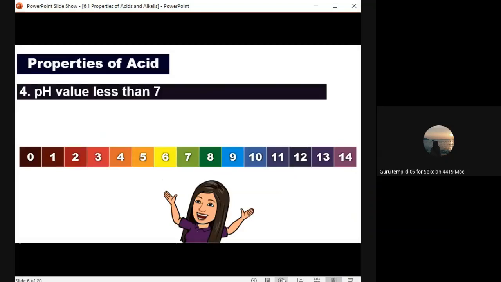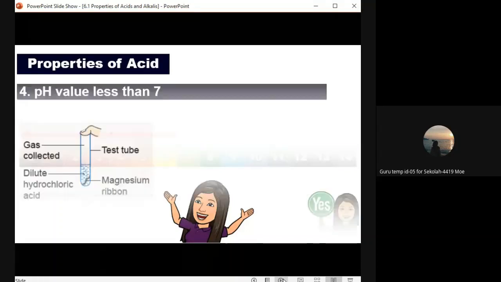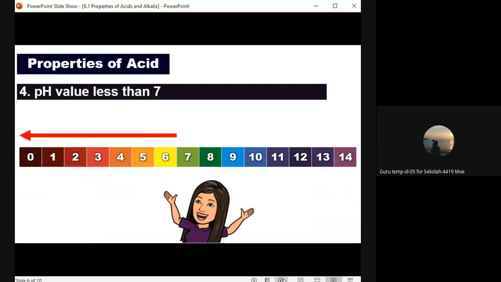Number 4, the pH value for acid is less than 7. I repeat, less than 7. When I say less than 7, it means 7 is not included because 7 is neutral. So it can be either 1, 2, 3, 4, 5, 6. And one thing I want to bring your attention to is the way we write pH. P must be a small letter and H a capital letter. That's the correct way to write pH.